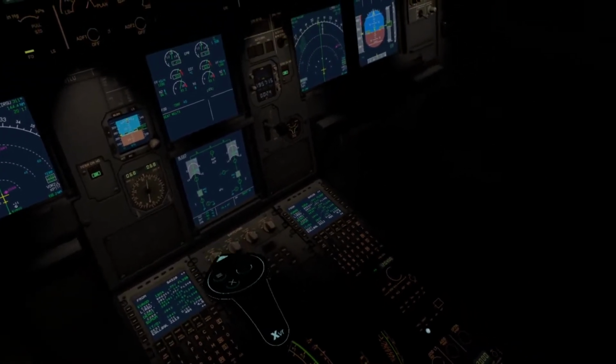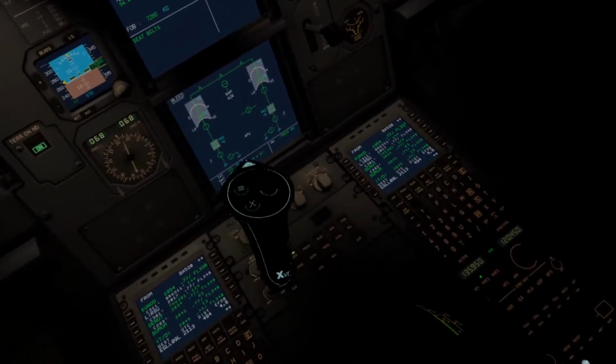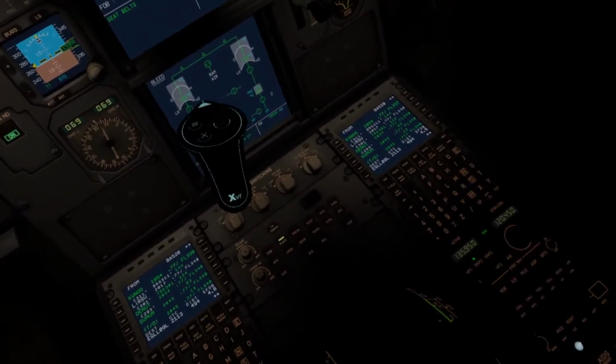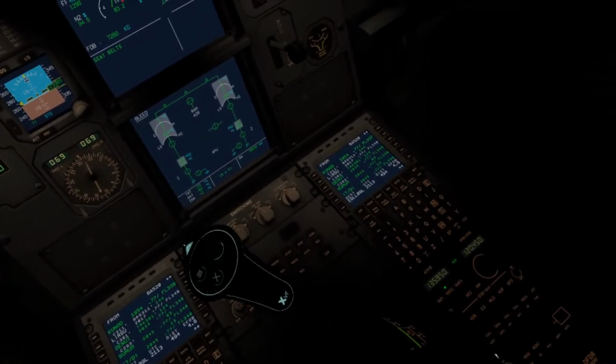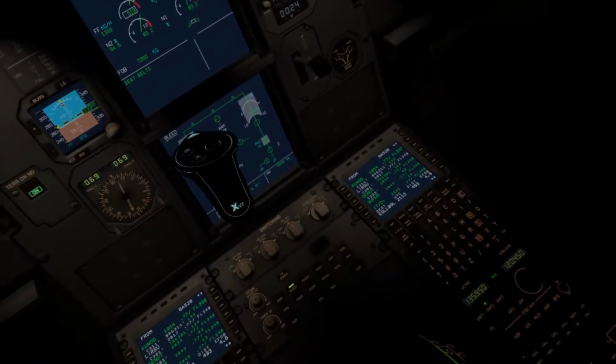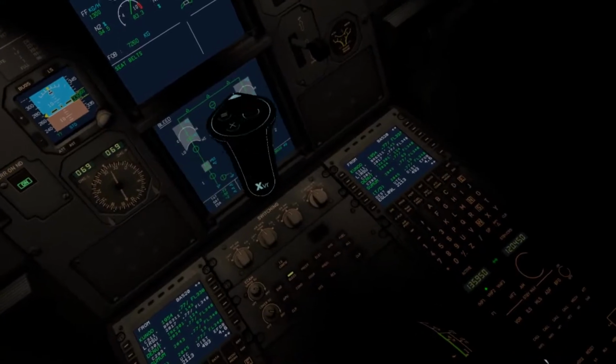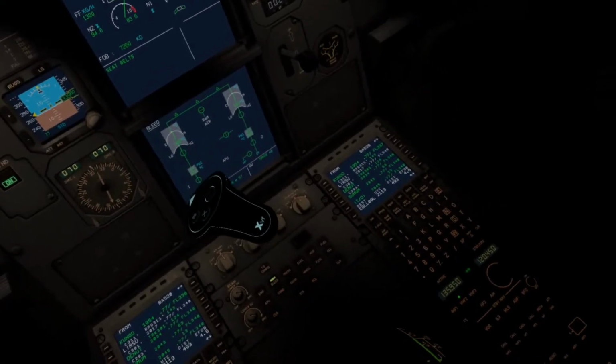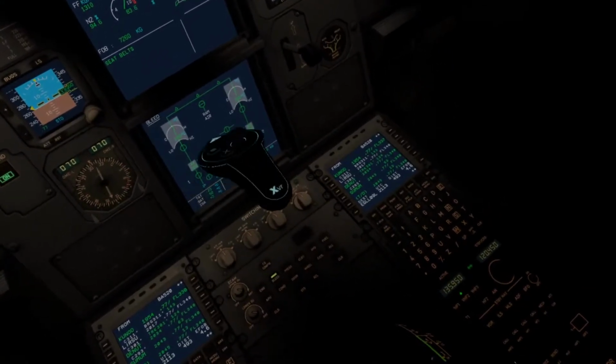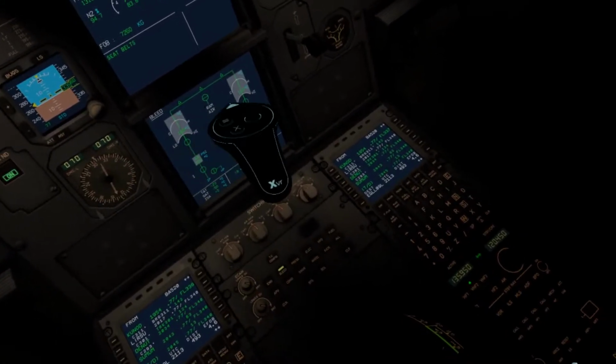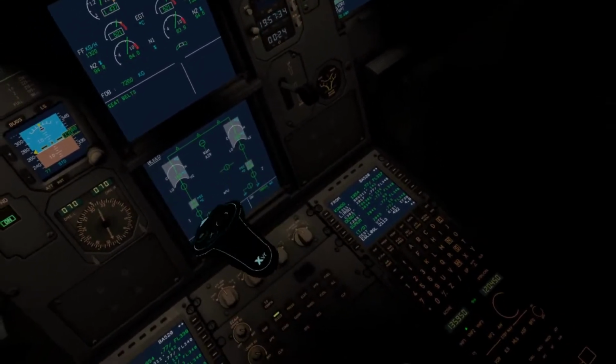Now the bleed system. Everything is within the green. We saw right before we even started the engines, it was all in the amber. Now this is normal because the engines are not started, so there's no action being taken in or anything like that.